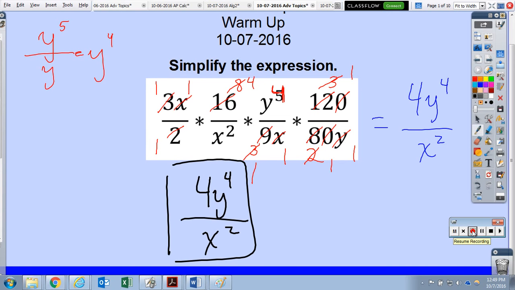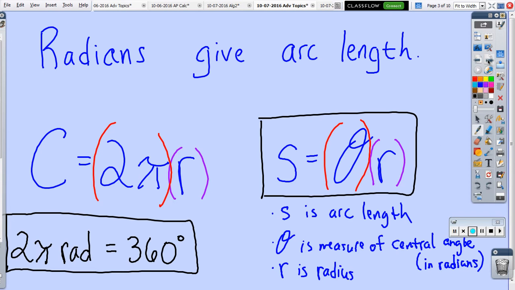Does anyone remember why radians are maybe better than degrees? What they allow us to do that degrees cannot let us do? It gives us something that degrees can't. You said a line? Length. Oh, length, yes. Length of what? The arc. But you got it, yeah. So that's one advantage: radians give arc length. Degrees cannot. And that's why when we use this formula, theta, which is the central angle measure, has to be in radians.